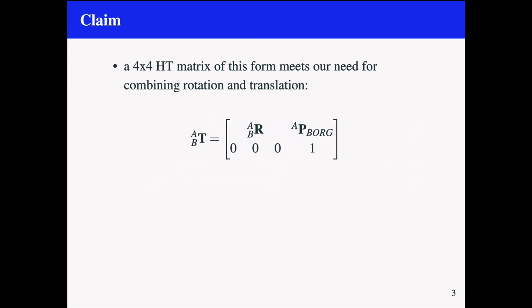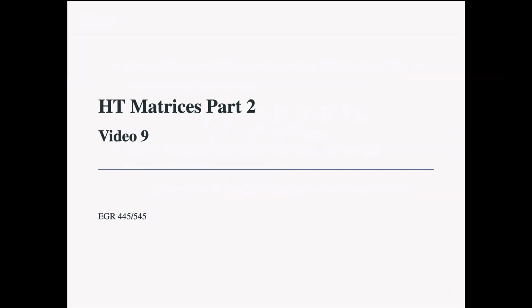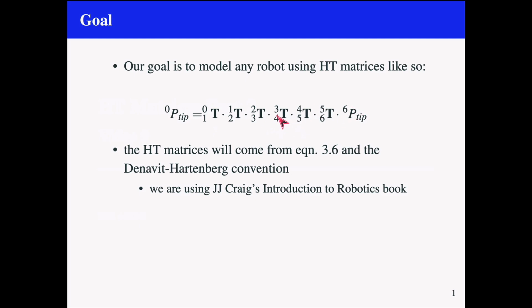So the claim is that if we need to combine rotation, represented by multiplication, and translation, represented by addition, we want to combine those together in one operation so that we can just go boom, boom, boom, boom, boom for each link of a robot. We'll have one frame attached to each link, and we will take P tip 6 and get it back into frame 5. Then we'll take that P tip 5 and get it back into frame 4 as we multiply.